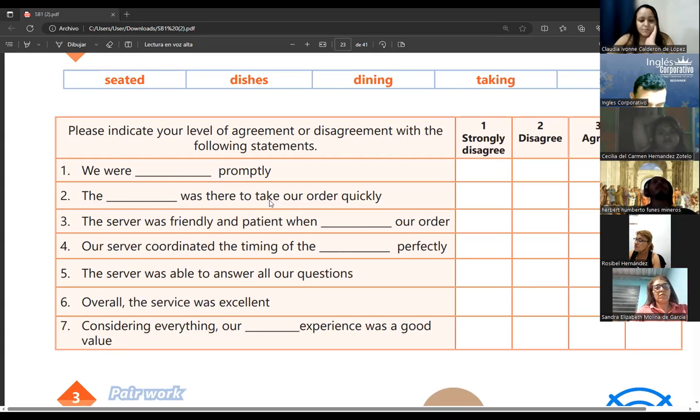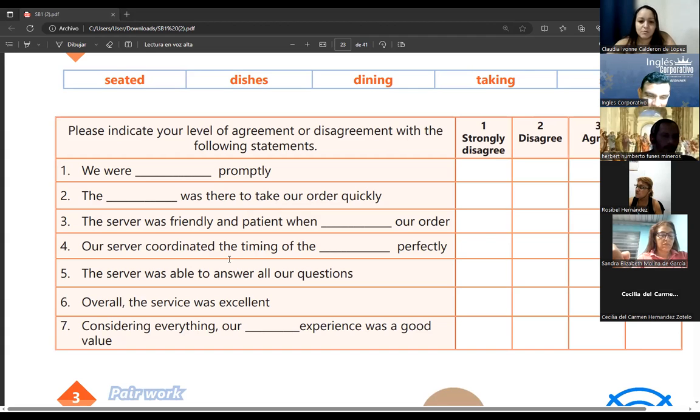Number three. Number three, the server was friendly and patient when taking our order. Taking our order. Okay, four, our server coordinated the timing of the dishes perfectly. The server was able to answer all questions well. Overall, the service was excellent, considering everything our dining experience was a good value.